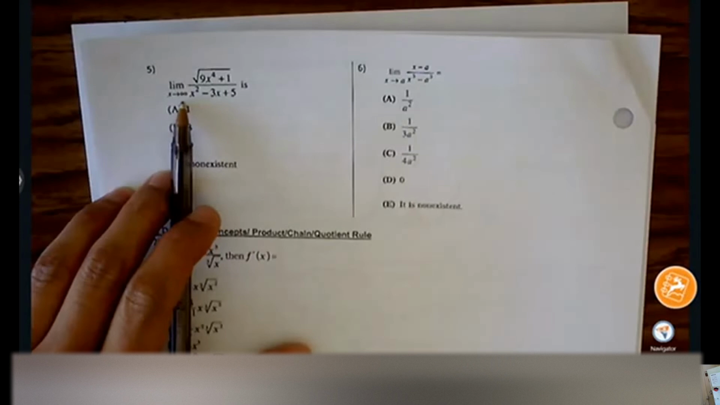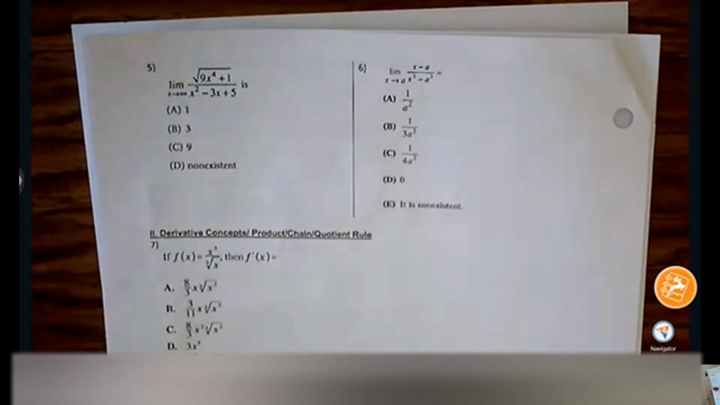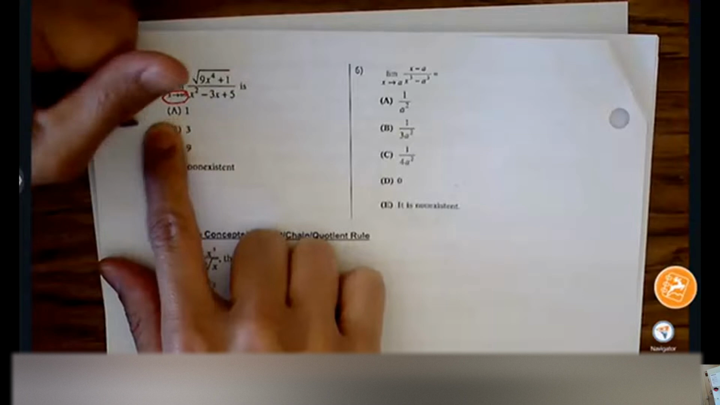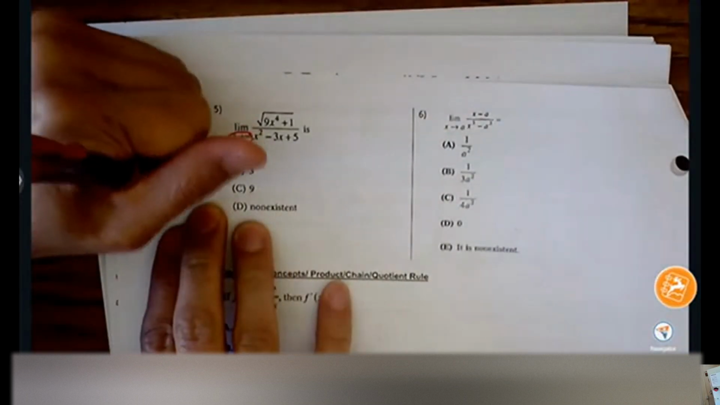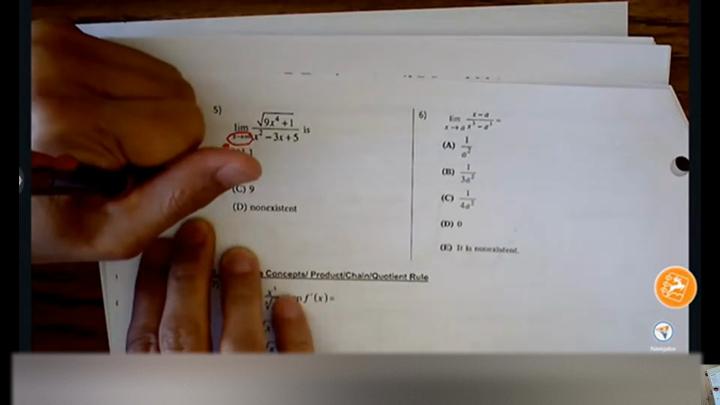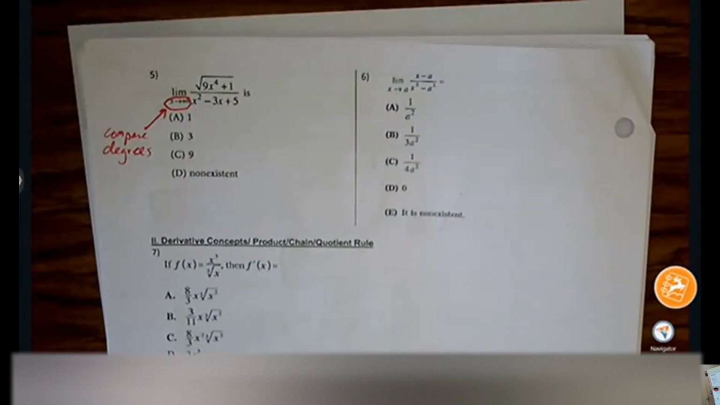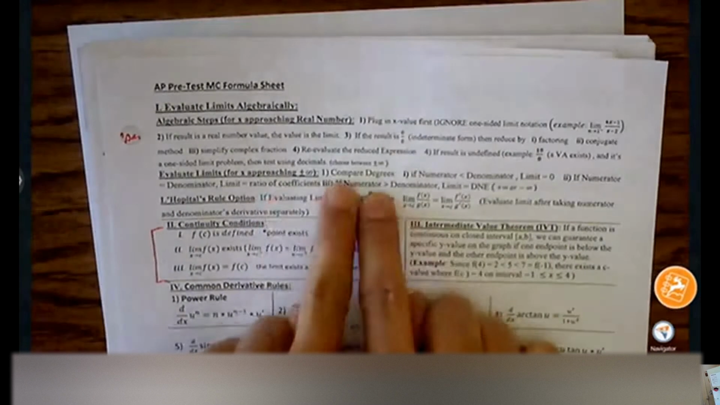We're still talking about limits, but now it's limits as x approaches infinity. We got to be careful. This is a different set of rules. If we see infinity, we're going to be comparing degrees. If you look on your formula sheets, I say that if my numerator and denominator have the same degree, then my limit is just the ratio of the coefficients.